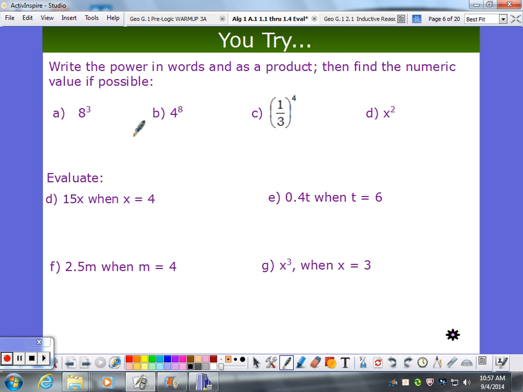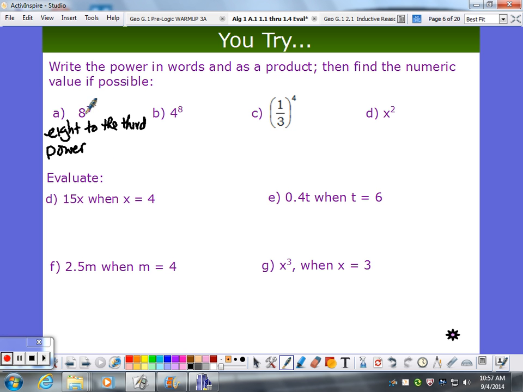So what I want you to do here, write the power in words. So we'll do the first one. What is this in words? All right, so 8 to the 3rd power. What's another way of saying this one? Because you're right, this is fine. There's another way of saying something to the 3rd power. 8 to the power of 3. There's another way. 8 cubed. Yeah, if it's to the 3rd power, you can say 8 cubed.